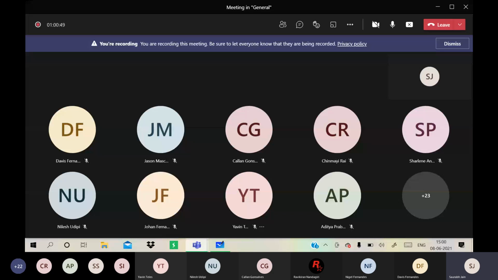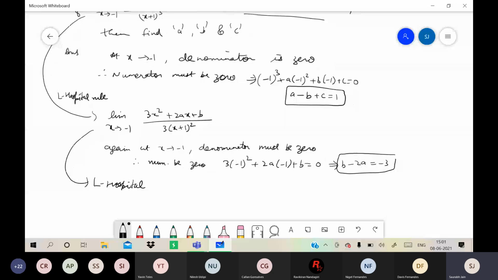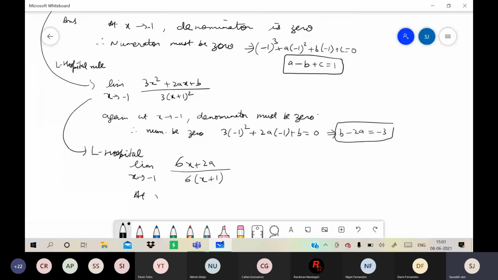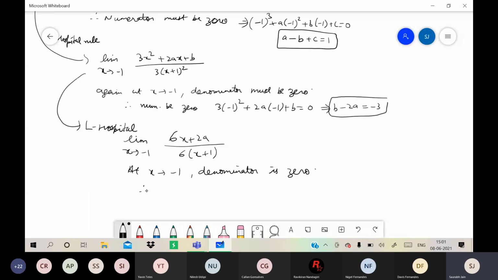So you do this process again. What? L'Hospital, because it is still 0 by 0. So when you use L'Hospital again, in the numerator the differentiation will be this, and here the differentiation will be this. Now you will get the answer. Why? At minus 1, the denominator is 0. So the numerator must be 0, at x equal to minus 1.